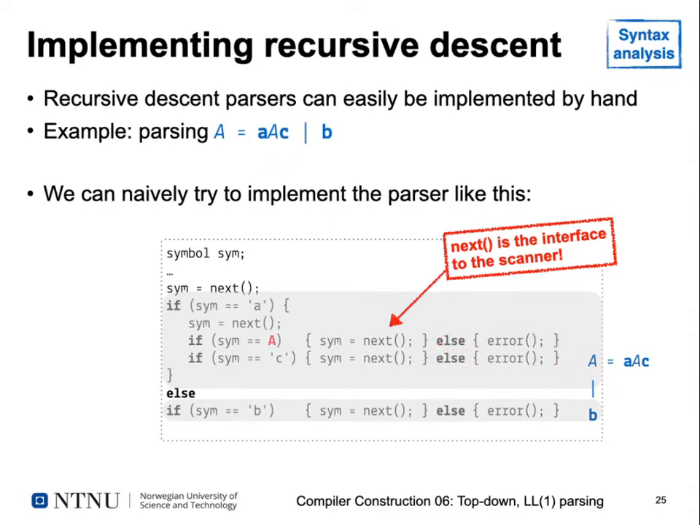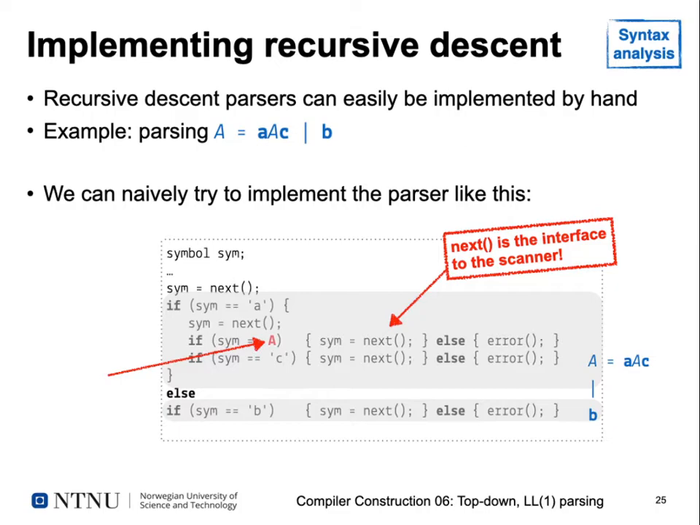So that would be the first rule. The second rule is a bit simpler because we only have to match the single b. Else, if our symbol equals b, then we can read the next symbol. If there's no b, then finally it doesn't match any of our rules. So the first gray box implements our first rule, and the second gray box implements our second rule. Now, wait a bit.